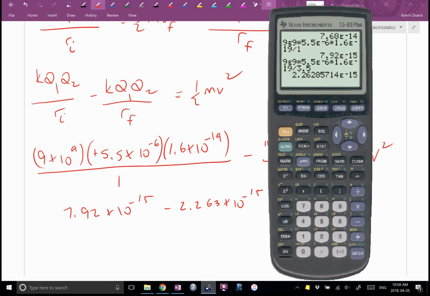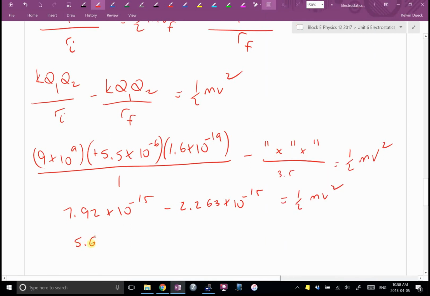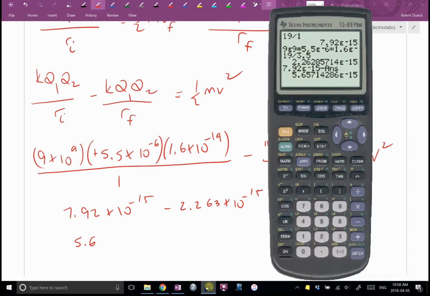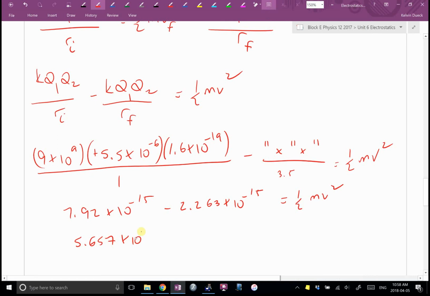Is that right or wrong? So it's 7.92 times 10 to the negative 15 minus the answer button, and I get 5.6571. I'll write 5.657 times 10 to the negative 15, but store this on my calculator. That equals, instead of writing a half mv squared, I'll write it as mv squared over 2.